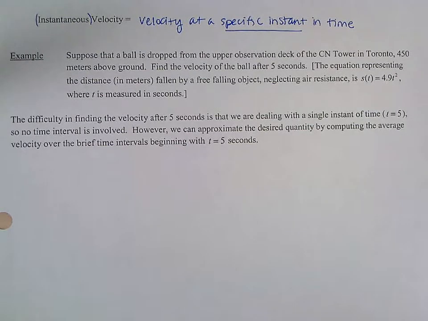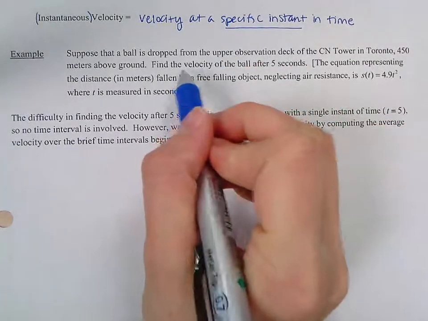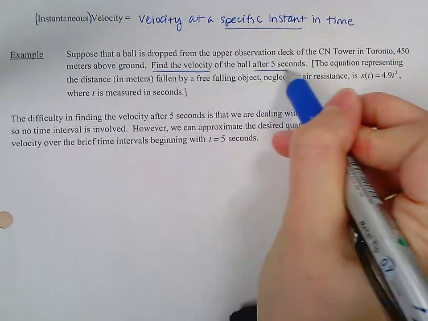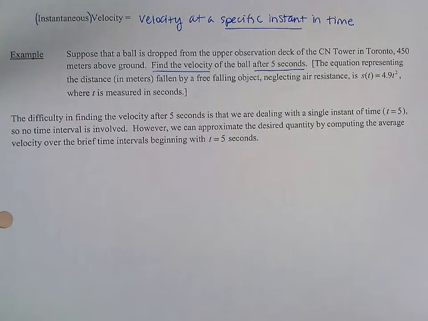It says, suppose that a ball is dropped from the upper observation deck of the CN Tower in Toronto, which is 450 meters above the ground. And then it says, find the velocity. Again, it's not saying find the average velocity, it wants the velocity, so instantaneous, of the ball after 5 seconds. And even if it says after 5 seconds, you're finding the velocity at 5 seconds. So then it knows after that how fast it's traveling.